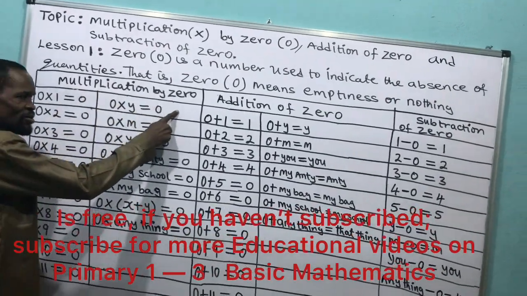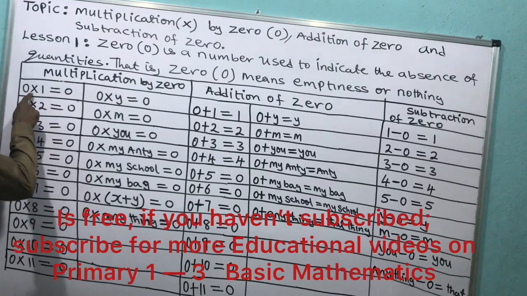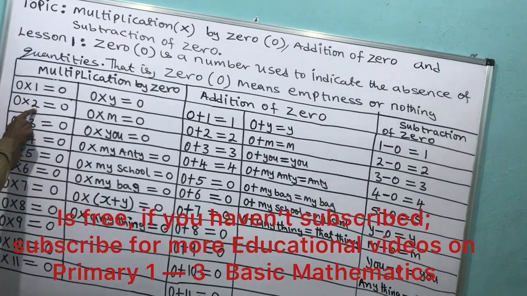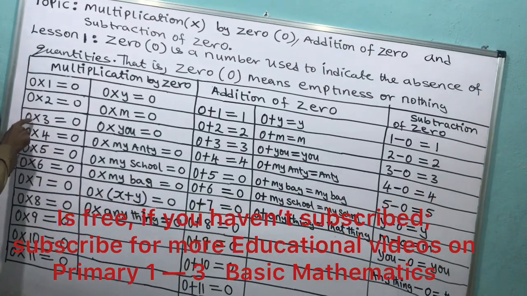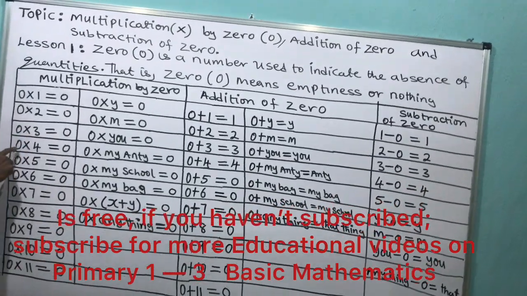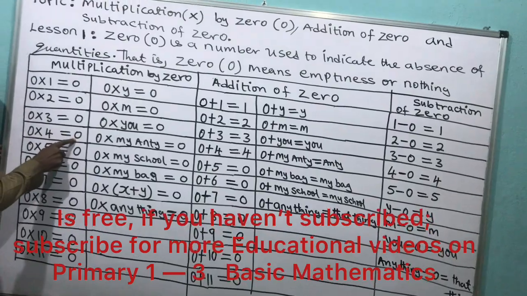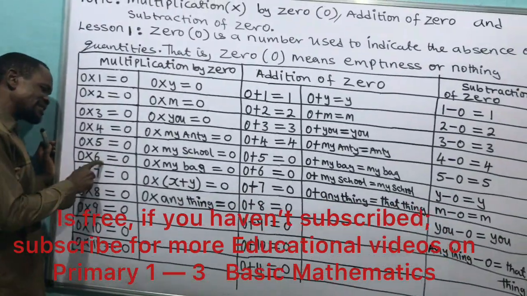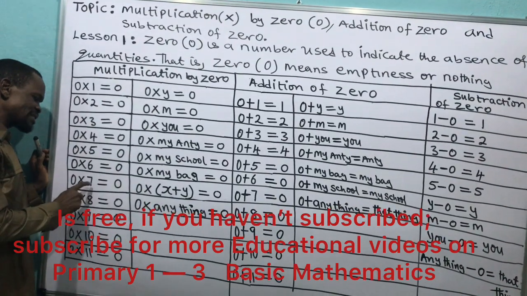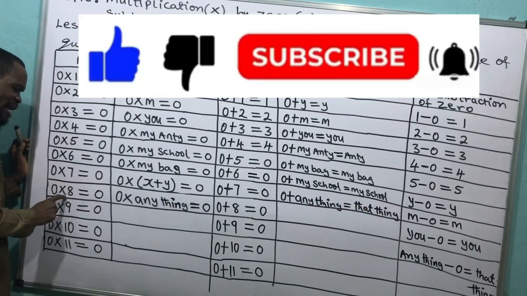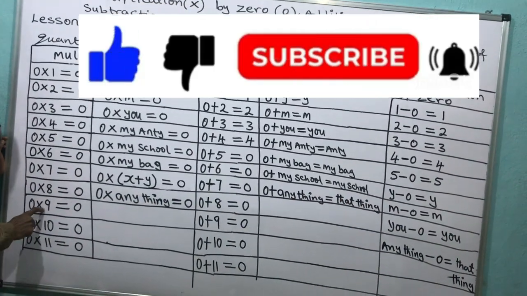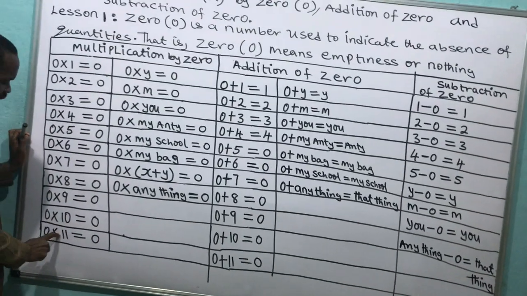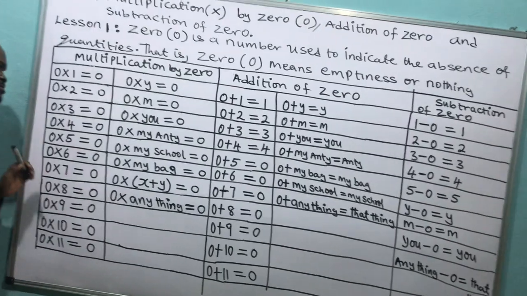Then we come to multiplication by zero. Look at it. Zero times one is zero. Zero times two is zero. Zero times three is zero. Zero times four is zero. Zero times five is zero. Zero times six is zero. Zero times seven is zero. Zero times eight is zero. Zero times nine is zero. Zero times 10 is zero. Zero times 11 is zero.